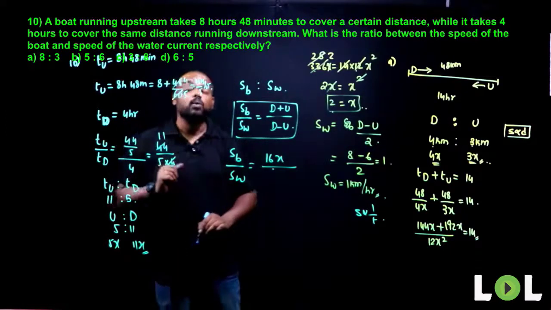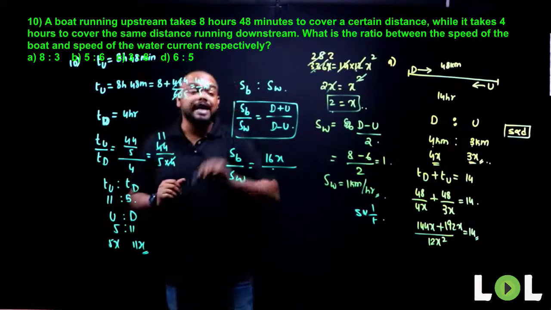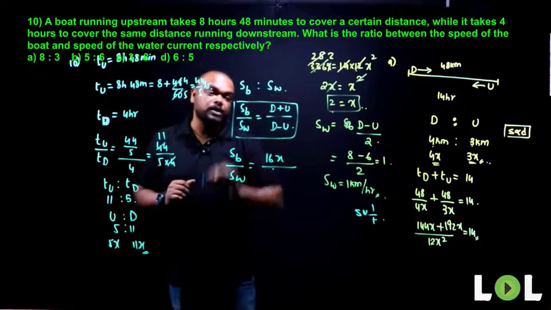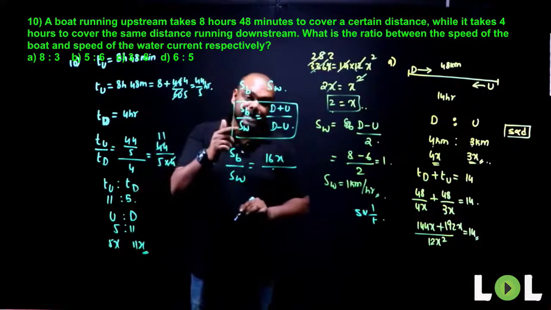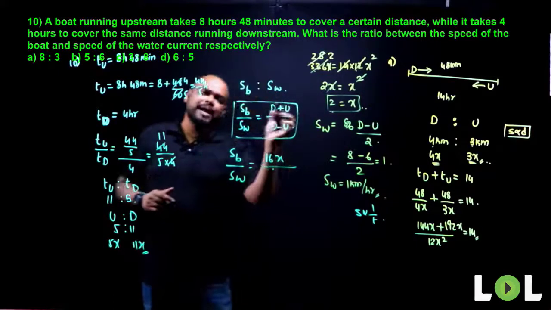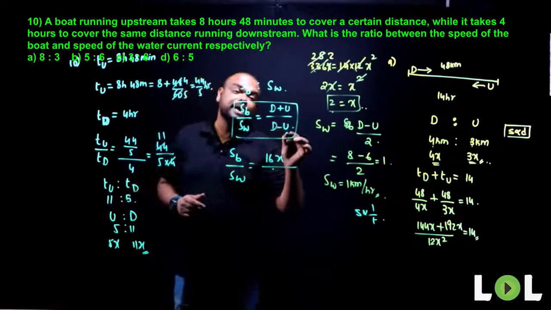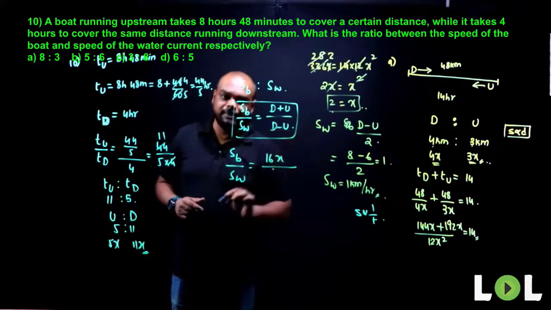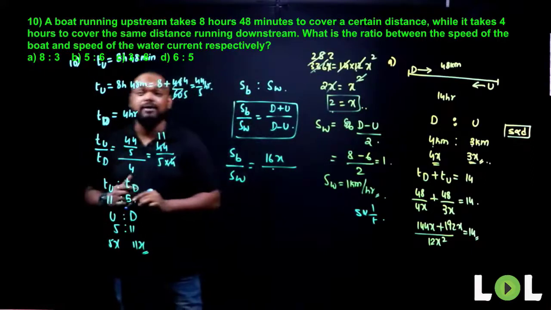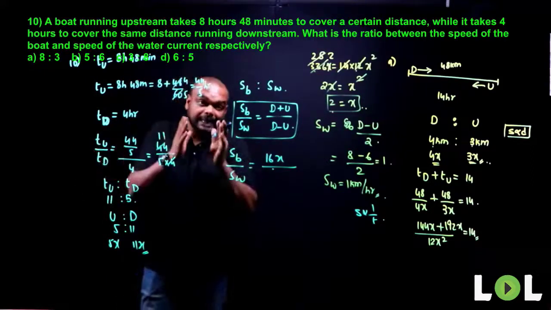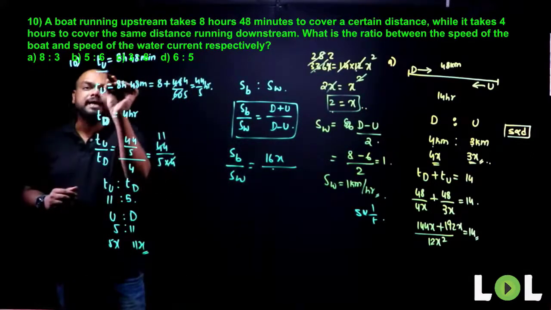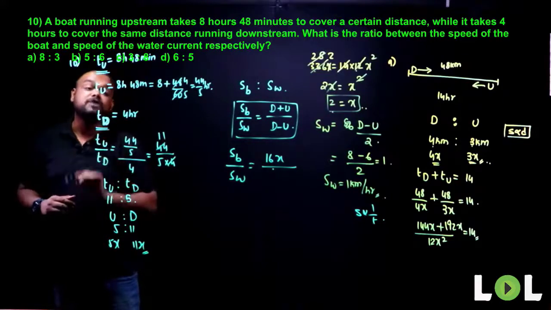Okay. Now, what do we want? Ratio of speed of the boat to that of the speed of water, SB by SW. We know SB is (D plus U) by 2 and SW is (D minus U) by 2. 2 gets cancelled. We'll be having D plus U divided by D minus U. But do we have our D value and U value? No. But luckily, we have time taken during upstream, time taken during downstream.